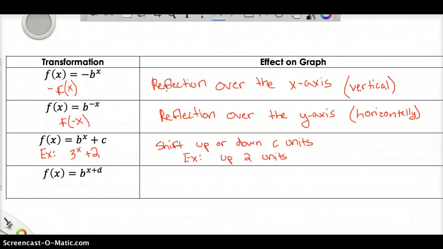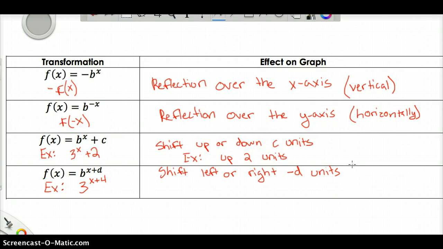And that leaves our fourth and final transformation, where we have a certain number being added actually in the exponent. So an example of this would be something like 3, and in the exponent, let's say we're adding 4. 3 to the x plus 4, where x and the 4 are all in the exponent. And this is going to be a shift left or right. And I'm going to write this as negative d units.